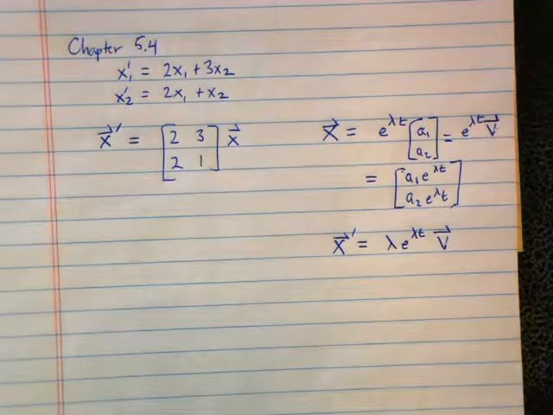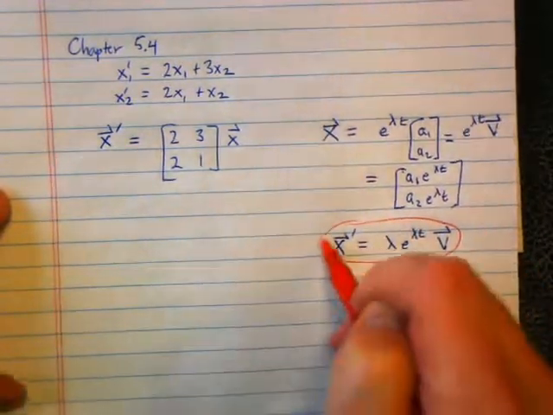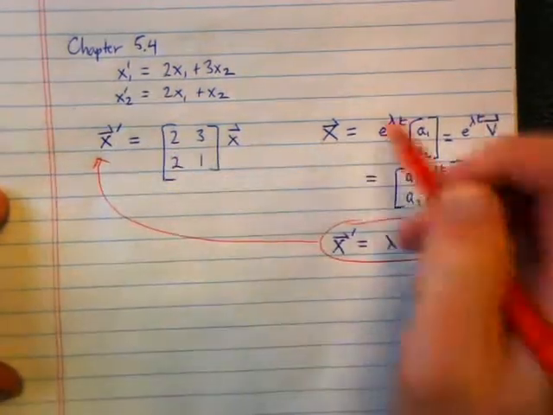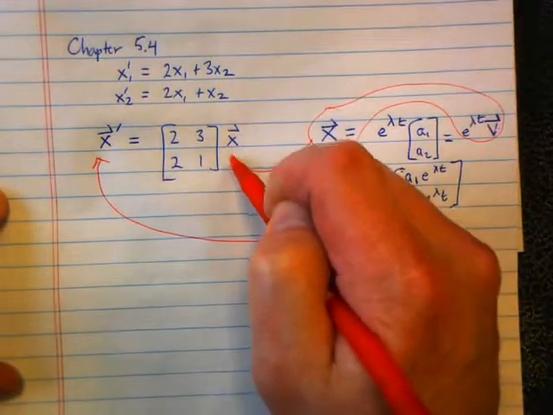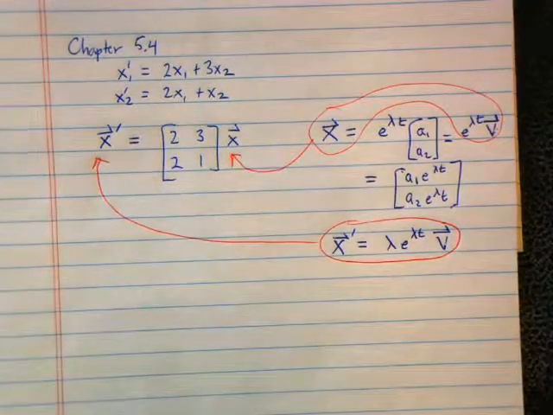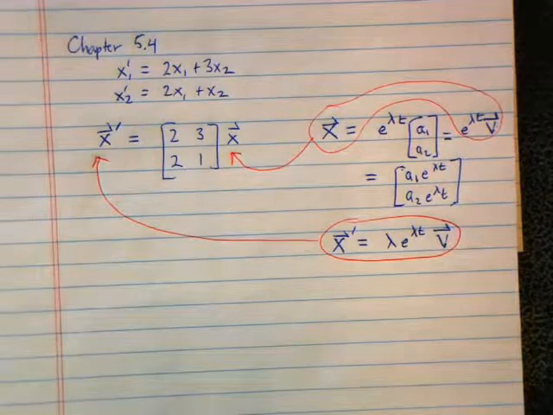We have a vector x prime equals that matrix times x. What I'm going to do now is take this x prime and plug it in right there, and take this x and plug it in right there, and then see if I can solve that equation. My goal is to figure out what the number lambda has to be.